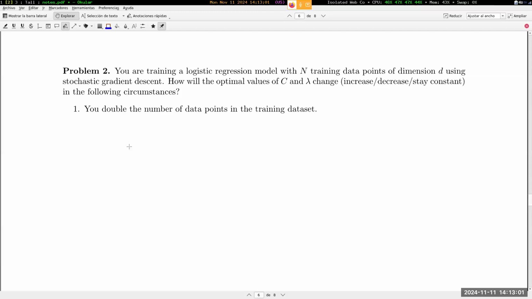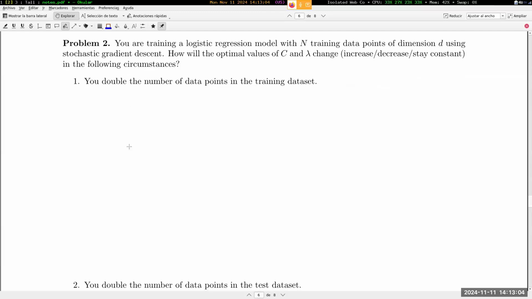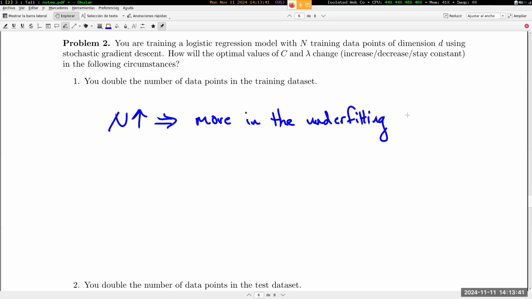Problem two here's a little bit more concrete. So here, you're training a logistic regression model with n training data points of dimension D using stochastic gradient descent. How will the optimal values of C and lambda change: increase, decrease, or stay the same in the following circumstances? So you double the number of data points in the training set. So if our n value increases, that pushes us into the underfitting direction. We're not necessarily underfitting. It's like the derivative of underfitting increases. If n value increases, we're more in the underfitting direction.